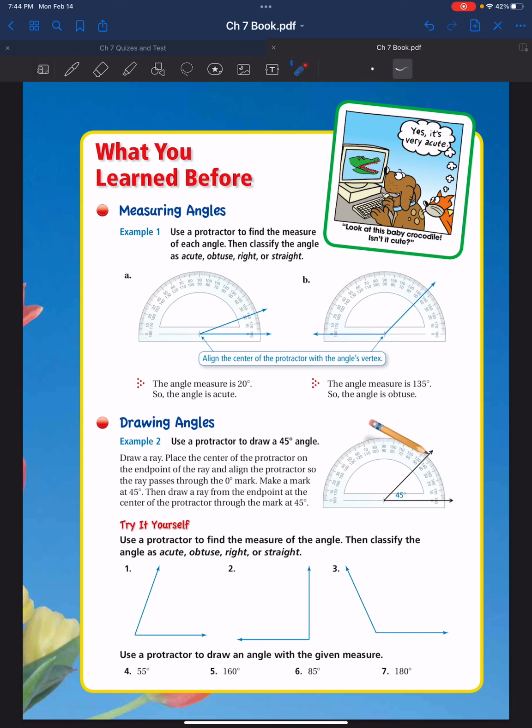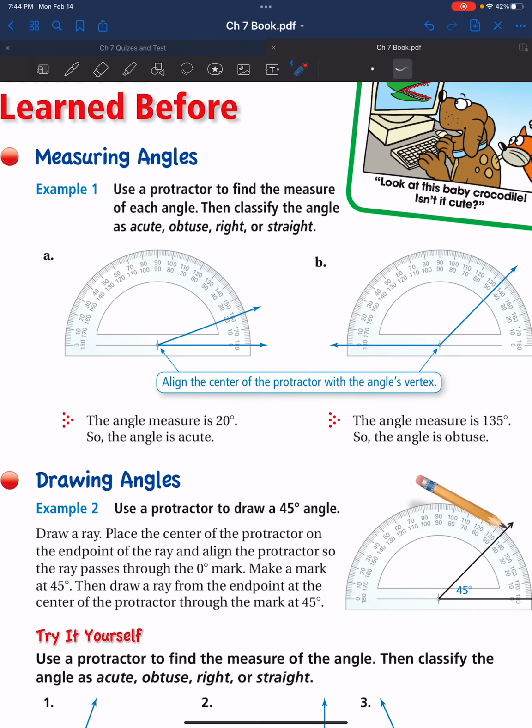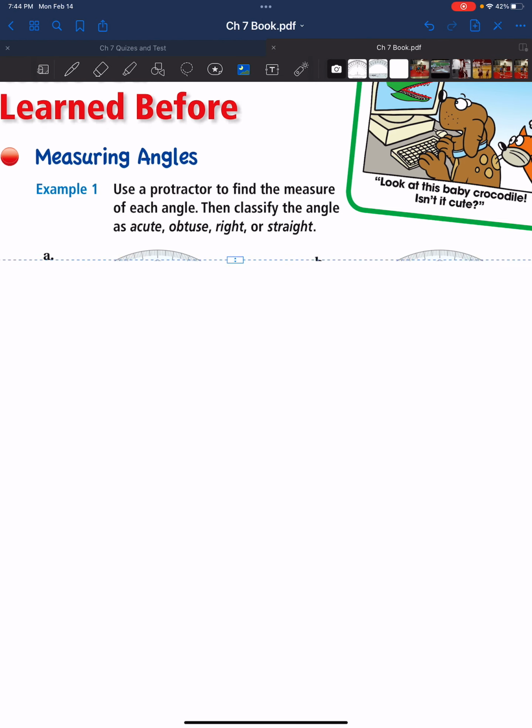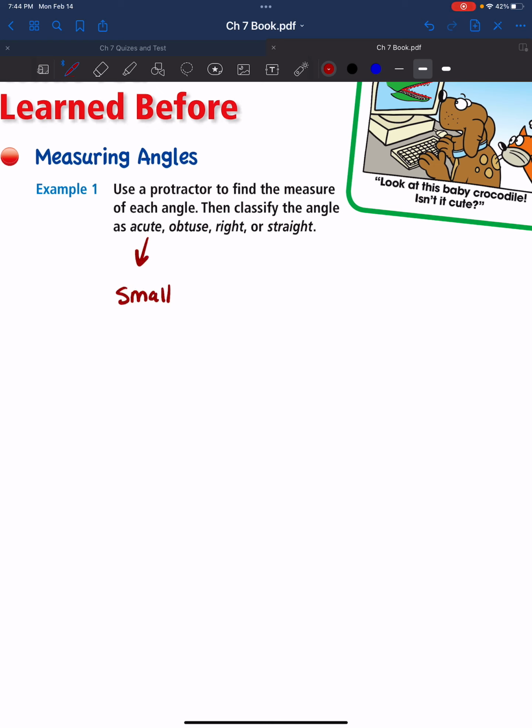Measuring angles. Use a protractor to find the measure of each angle. Then classify the angle as acute, obtuse, right, or straight. Now, those should be review words, but before we really dive in and start doing the examples on this page, let me make sure you guys remember what those things are. Acute. Acute is a small angle that is less than 90 degrees.